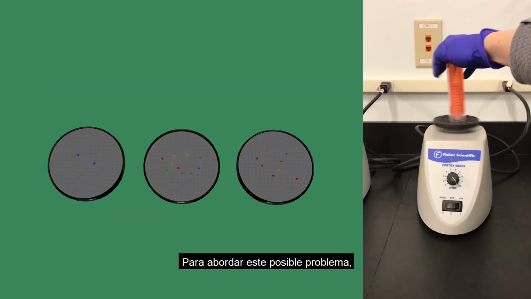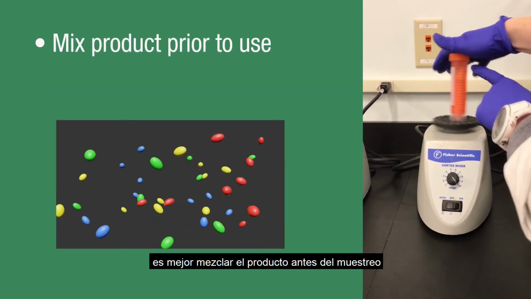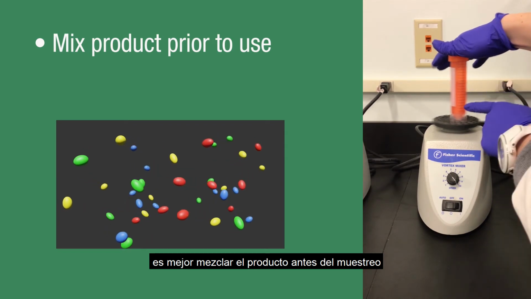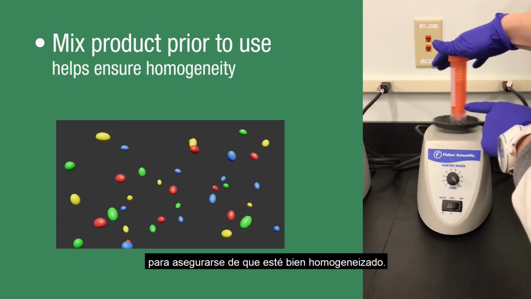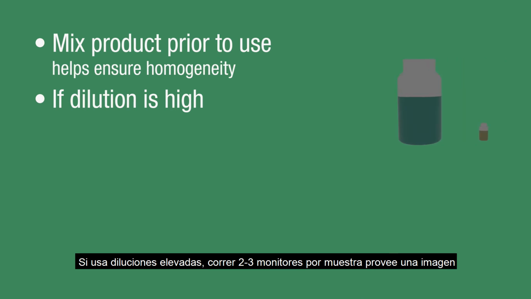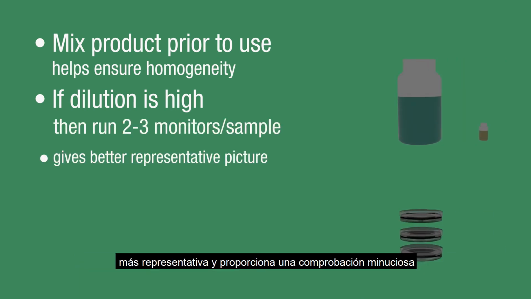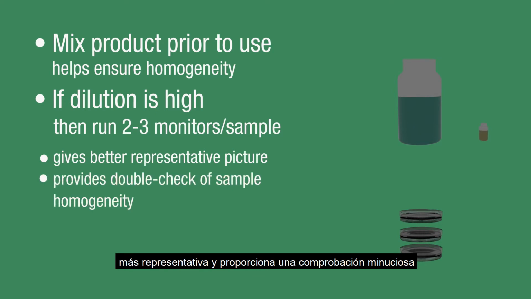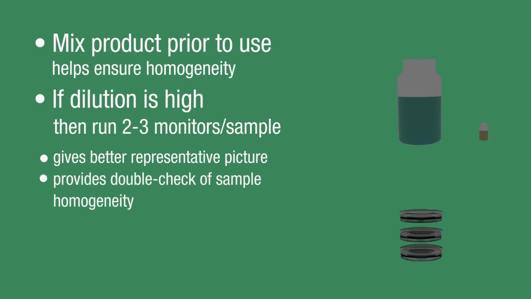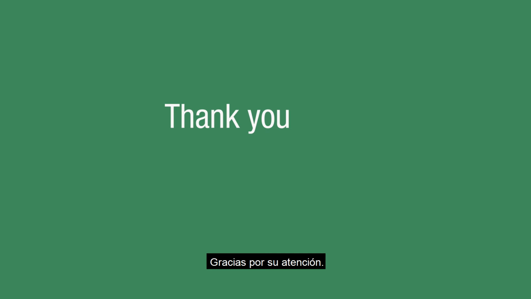To address this potential issue, it's best to mix the product prior to sampling to make sure the product is well homogenized. If using high dilutions, running 2 to 3 monitors per sample gives a better representative picture and provides a double check of sample homogeneity.